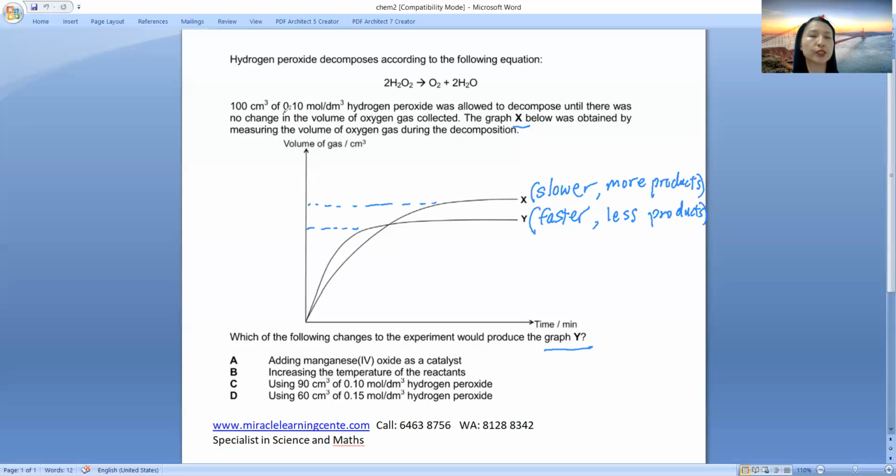Look at the concentration. Concentration affects the speed of the reaction. This is 0.1 mole per dm³. Okay, so if the concentration increases, the speed will increase. So this is 0.15 mole per dm³. C, the concentration is the same, so it does not increase the speed of the reaction. Increasing the temperature, yes, it increases the speed of reaction. But does it increase or decrease the amount of products? No. So there is no change in the amount of products.